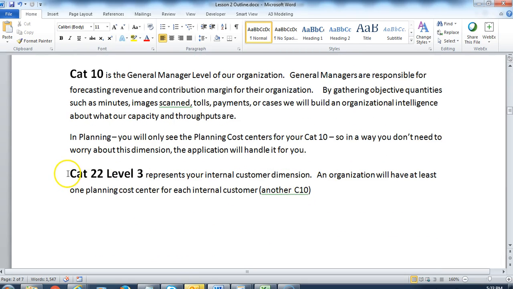Let's talk about CAT 22, level 3. CAT 22 has its own hierarchy. It's referred to as the customer vertical. Level 3 in the CAT 22 should be another CAT 10 at Conduent. This means you are getting revenue from a customer, you're doing work for a customer that is associated with another CAT 10. You may have also heard the terminology specialty horizontal and vertical. The specialty horizontals do work for customers that are in other verticals.